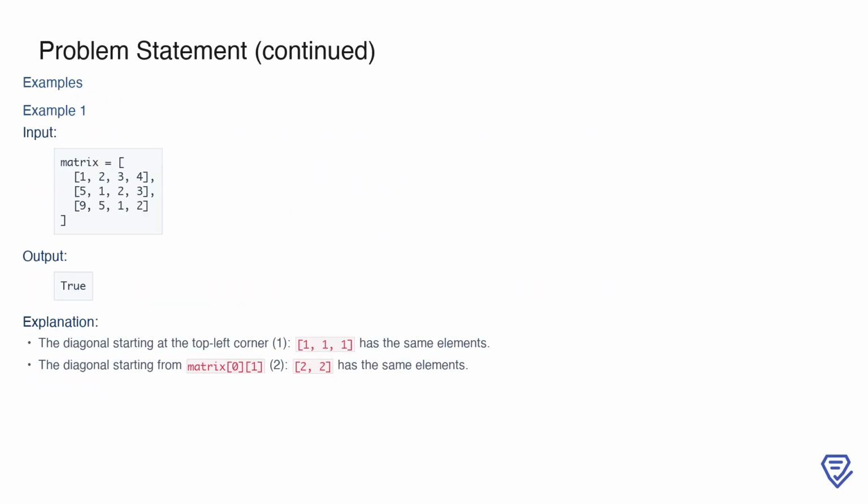Suppose the input matrix is a 3x4 grid like this: 1, 2, 3, 4, 5, 1, 2, 3, 9, 5, 1, 2. If we examine each diagonal, we can see that the diagonal starting from the top left corner, containing the elements 1, 1, 1, has the same value throughout. Similarly, the diagonal starting from the element matrix[0][1], which is 2, gives us the values 2, 2, which are also consistent. This pattern holds for all the diagonals in the matrix, meaning every diagonal contains identical elements.